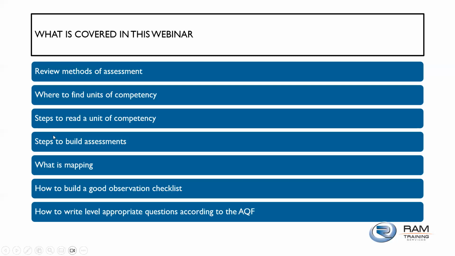So what's going to be covered in this webinar? The first thing is we're going to review methods of assessment. We covered that in the first lecture, but we're going to dive a little deeper on that. Next, we're going to look at where to find units of competency. Then we're going to look at the steps to read a unit of competency, and we'll look at an example of doing that. Then we're going to look at the steps to build assessments and how an assessment designer would go about doing that. Then we're going to look at what is mapping.